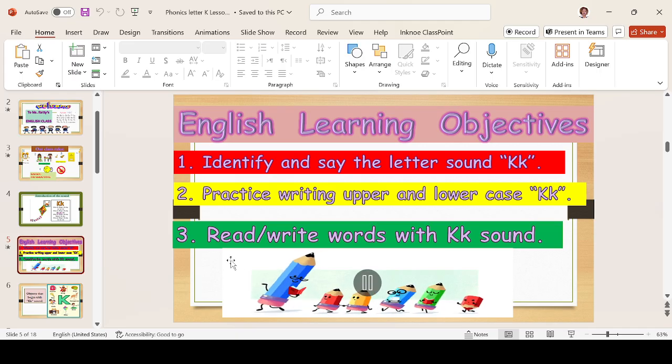By the end of our lesson, I want you to be able to identify and say the letter sound K, K, K, K. I want you to practice writing upper and lower case K. I want you also to read and write words with the K sound.